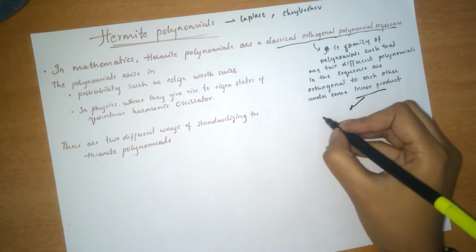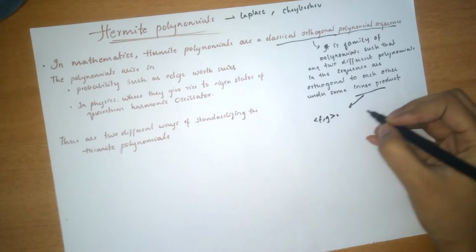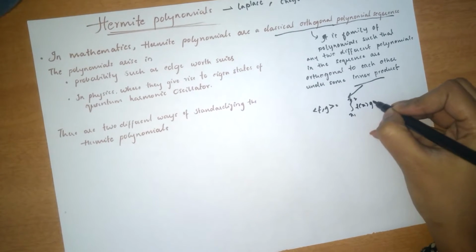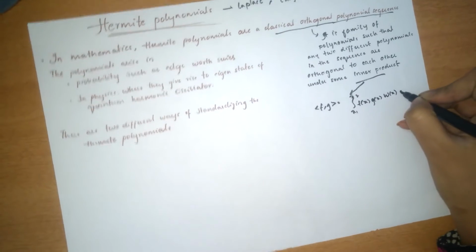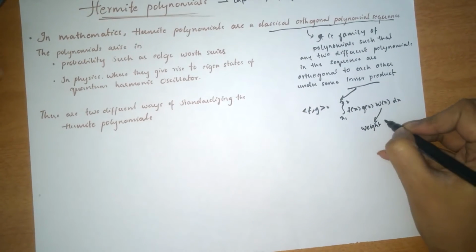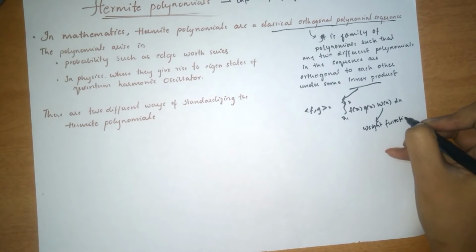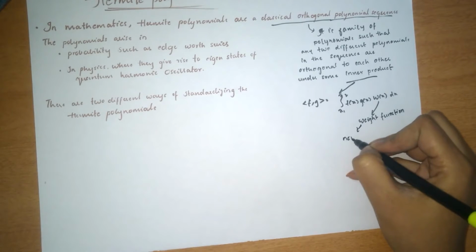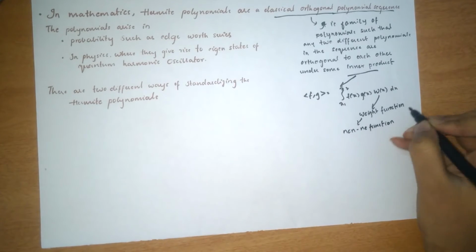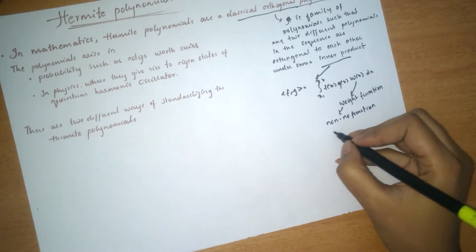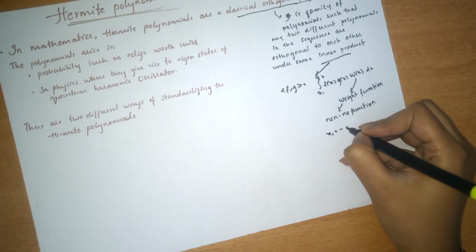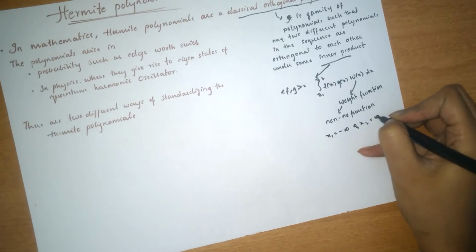The inner product is given by <f, g>, which is the integral from x1 to x2 of f(x) g(x) w(x) dx. w(x) is called the weight function. It is also called a non-negative function, with support on some interval x1 to x2 in the real line, where x1 equal to minus infinity and x2 equal to infinity are also allowed.